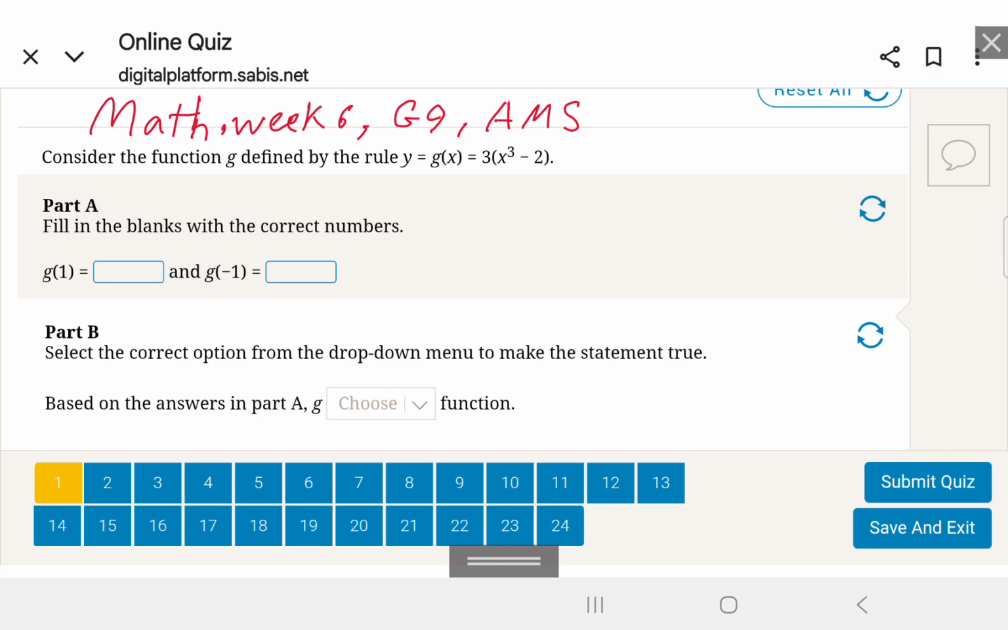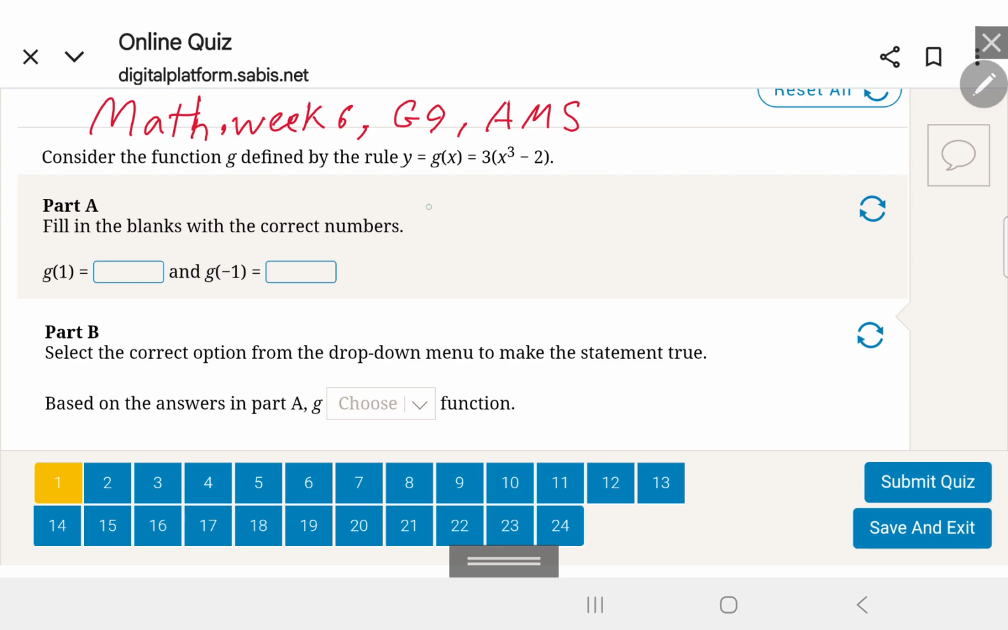In this video, I'm going to solve math week 6 AMS online quiz. Question number 1, part A. Consider the function g defined by the relation g of x is equal to 3x cubed minus 2. Find g of 1, g of minus 1.